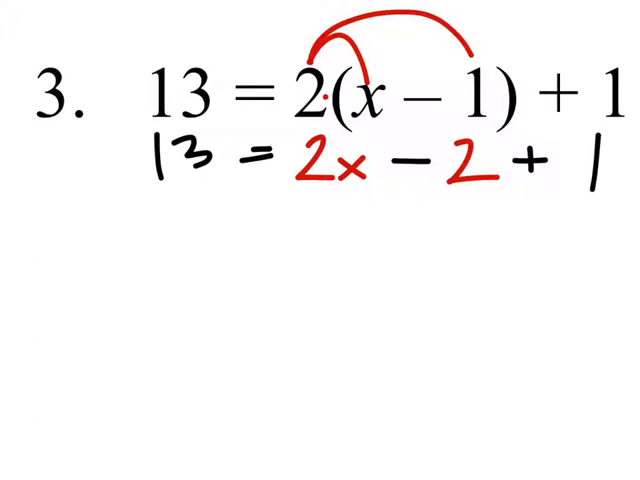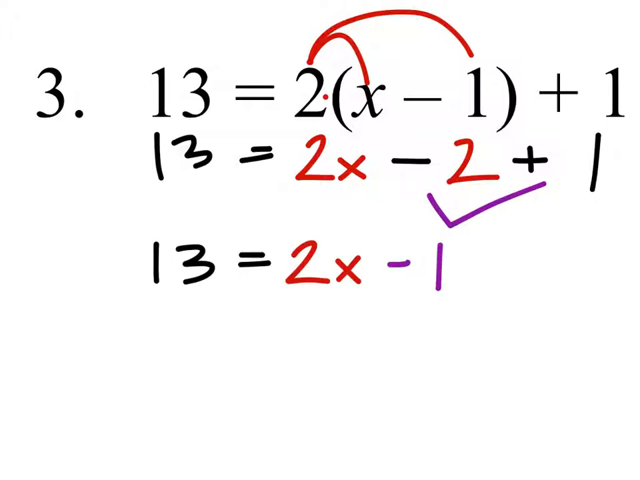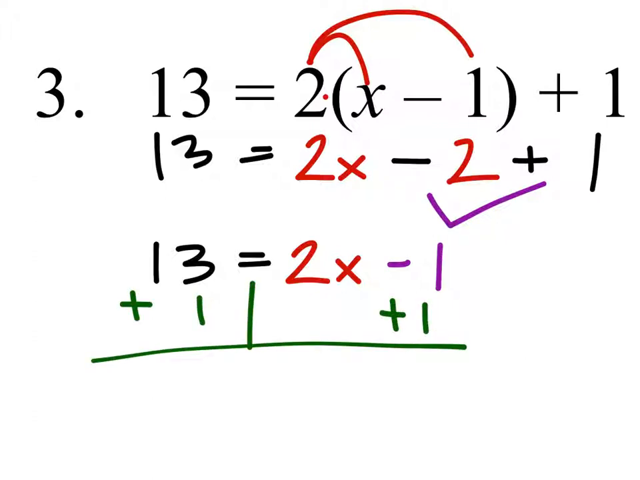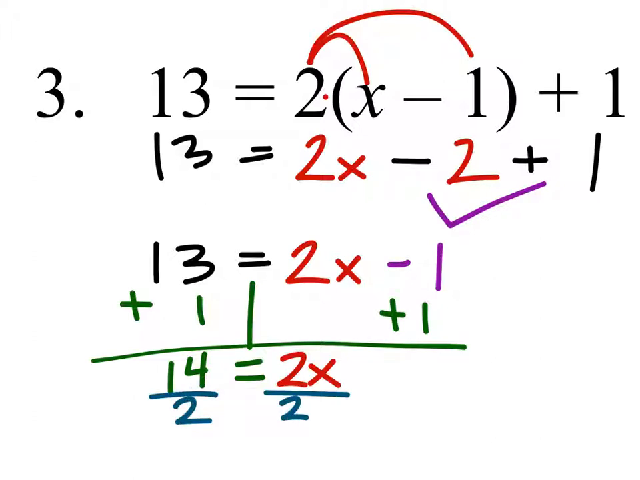Now we can be combining like terms, like this negative 2 plus 1, which would be a negative 1. And we didn't touch that 2x or the 13. So we've got the 2x's minus 1, which we don't want. So let's get rid of that by adding 1 to both sides. So now we've got 2x equals 14. And to solve, we'll divide both sides by 2, which gives us the 1x equals 7. Bam.